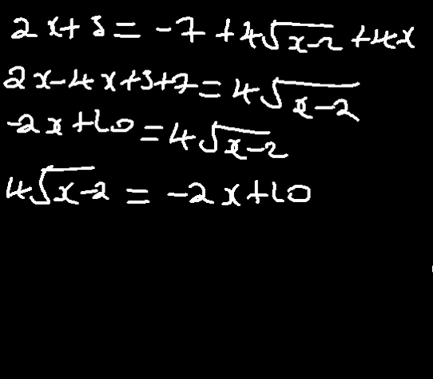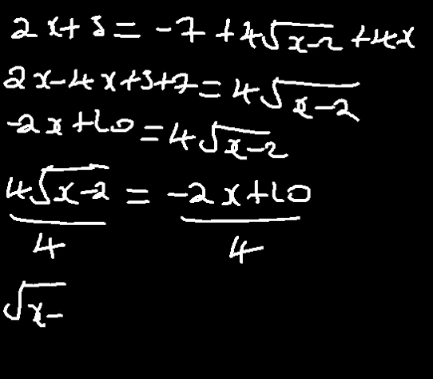Then from there we are going to square both sides. And of course you may have an interest in dividing both sides by 4 to make sure that the square root is alone. But it is the same, actually, even if we leave it here because they are multiplying. But anyway, let's divide both sides by 4. Which means we'll have the square root of x minus 2 equal to negative 2x plus 10 over 4.